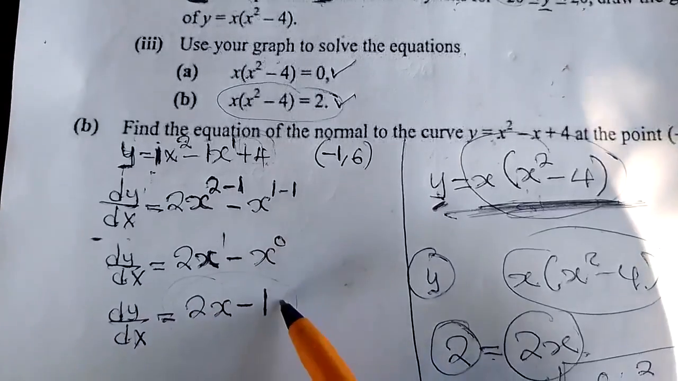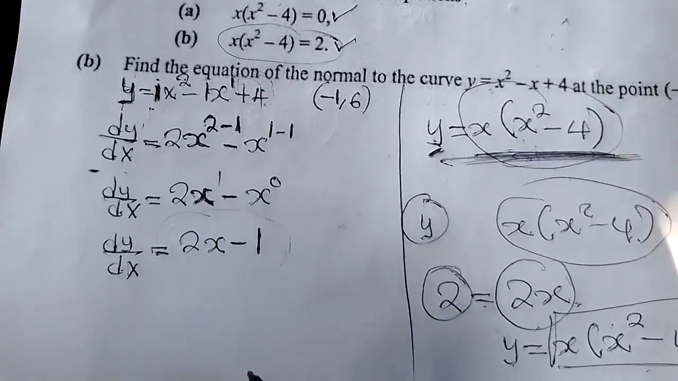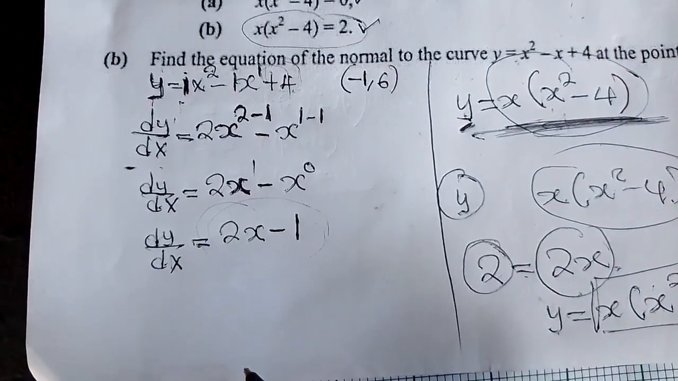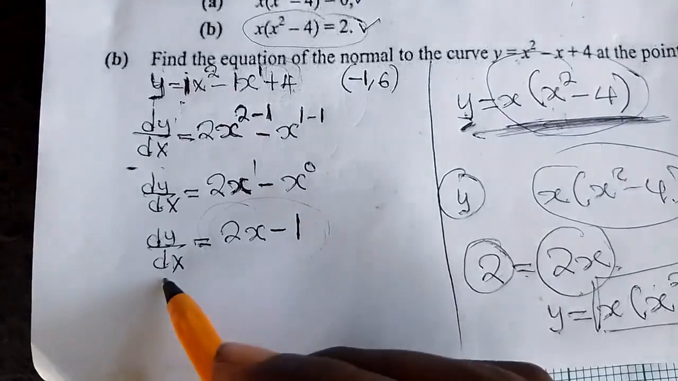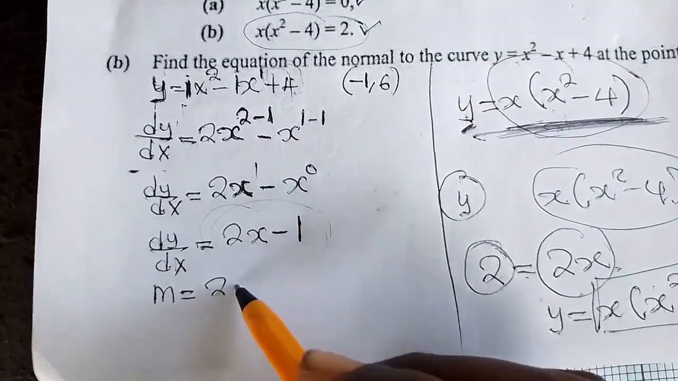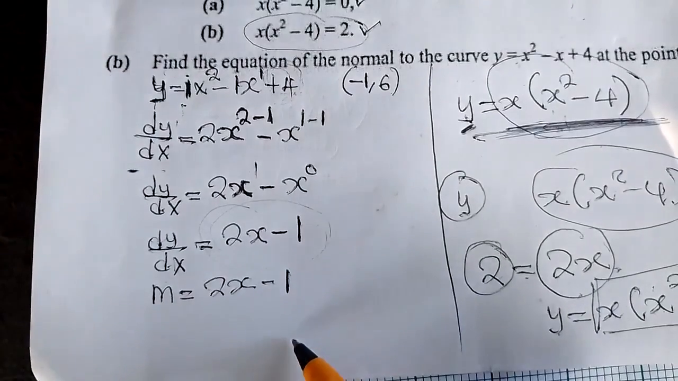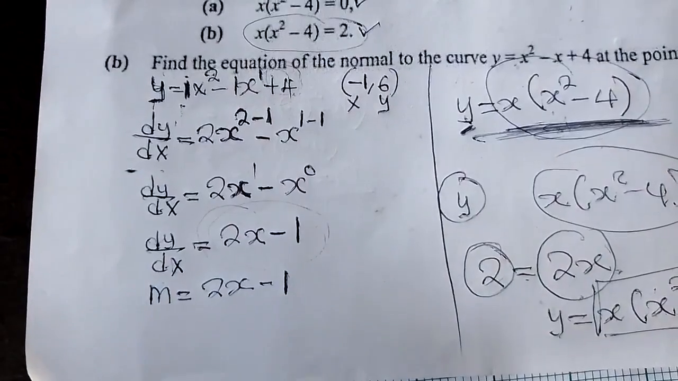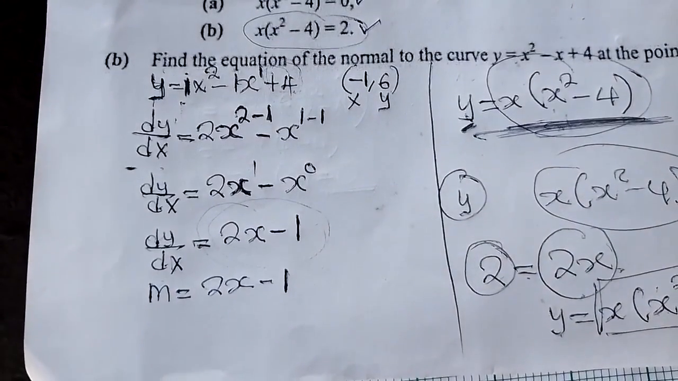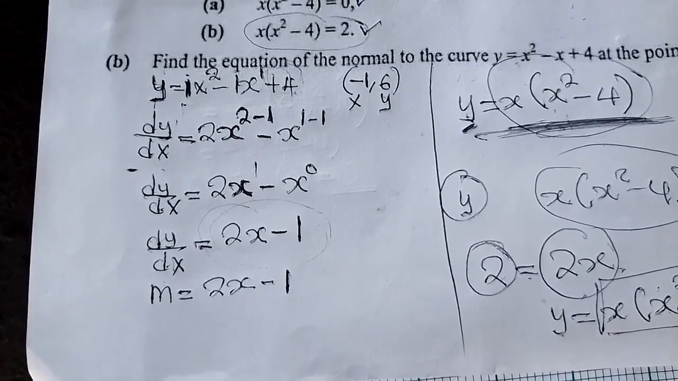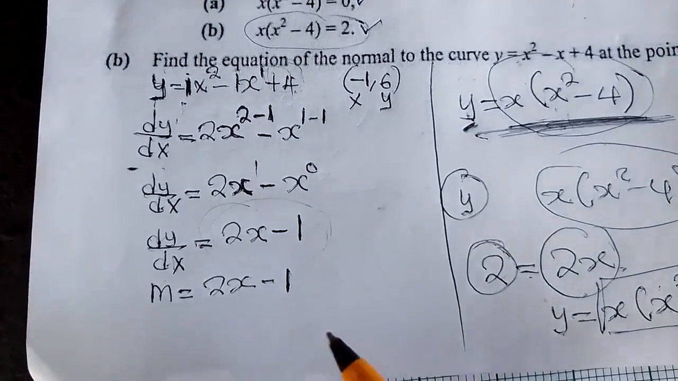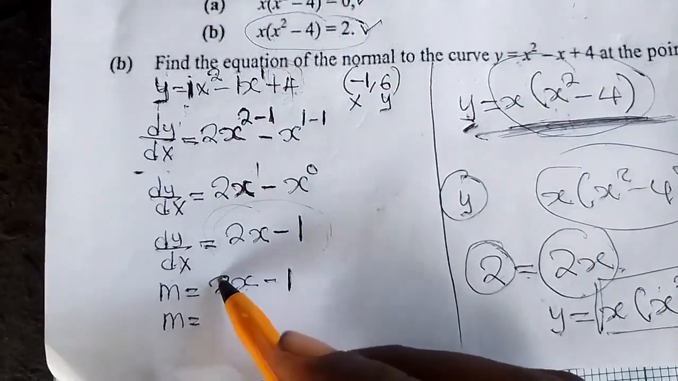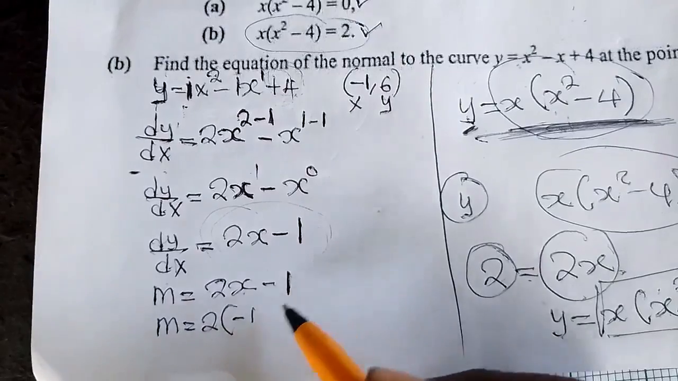This thing that you've come up with is called the gradient function. So if that is your gradient function, m is equal to 2x minus 1. This coordinate, this is x, this is y. Where there is x, you put negative 1, so m is equal to 2 times negative 1, minus 1.